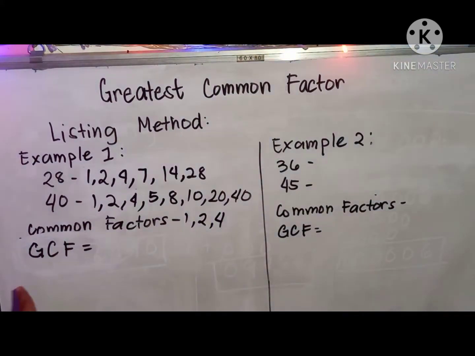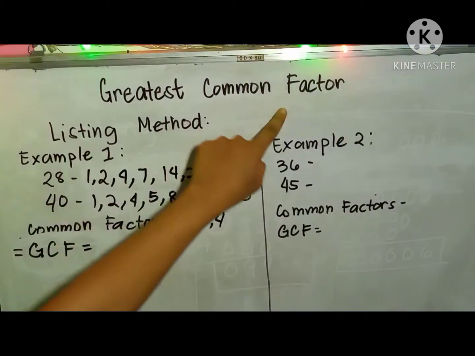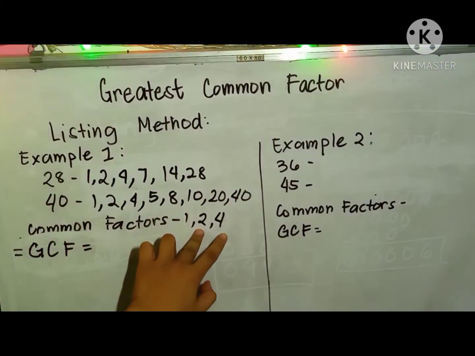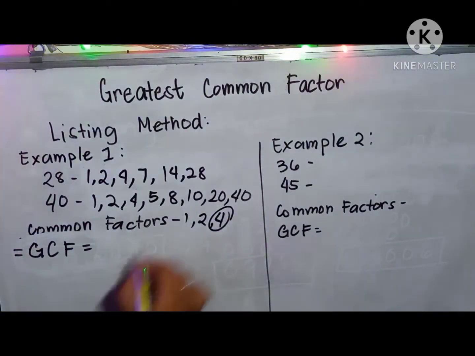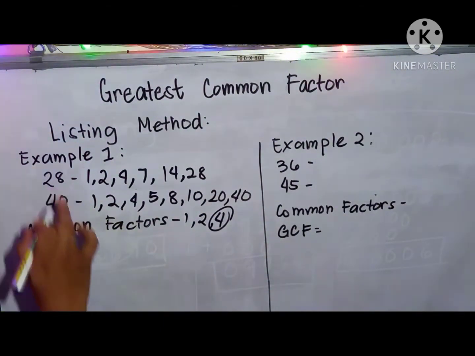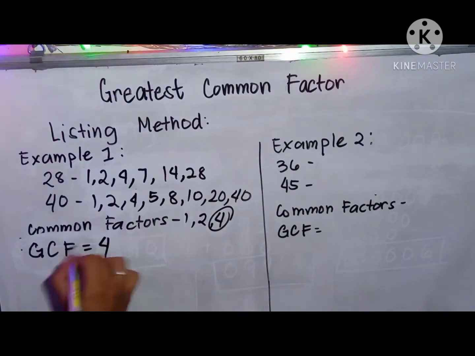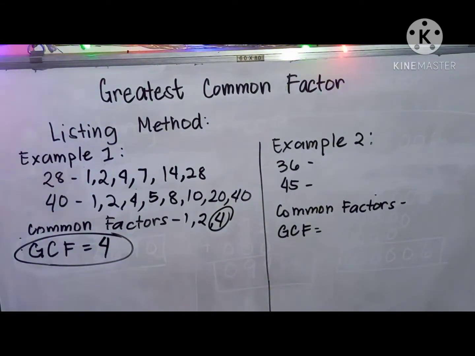Now, our next task is our main goal for this lesson, to get the greatest common factor. We have the common factors. What is the greatest among them? Ano daw yung pinakamalaki, yung 1, yung 2, or yung 4? Of course, the greatest common factor is 4. So, the greatest common factor between 28 and 40 is 4. This is our final answer.